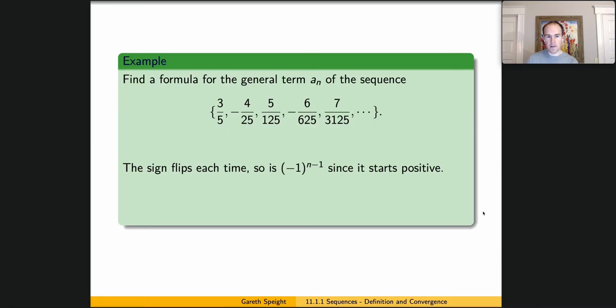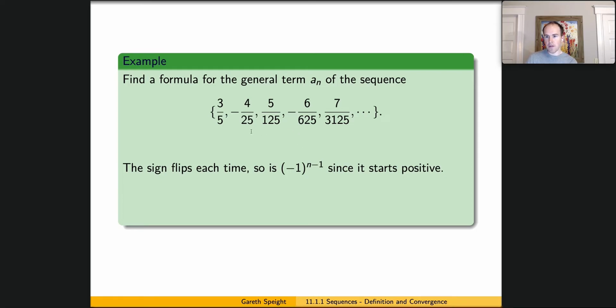Okay, so let's go to the next example. Some sequences you can find the nth term if you're not already given the nth term. For instance, here is a sequence 3 over 5, minus 4 over 25, and so on. And if we look at what is happening there, we start with a positive, and then we have a negative, and then we have a positive, then we have a negative. It alternates each time. And it starts with a positive.